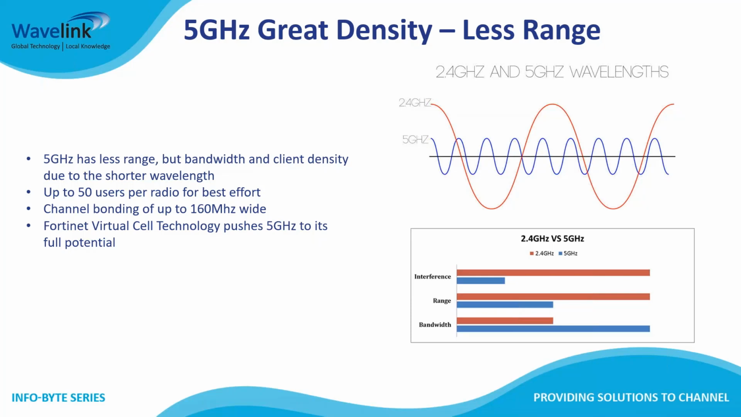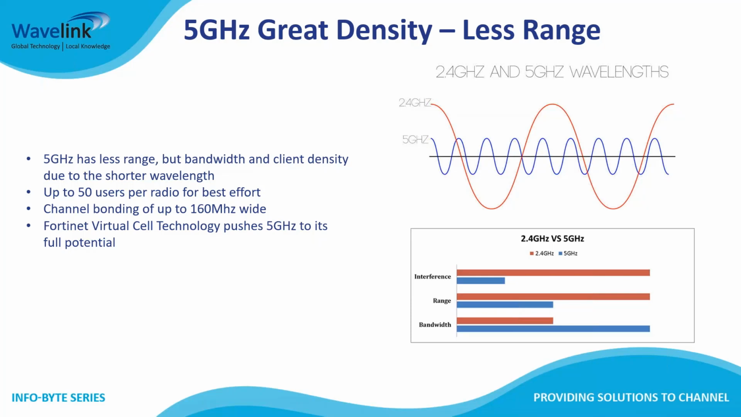Again, another quick snapshot of the slight differences, 2.4 gig to 5 gig. There's a simple example of the sine wave itself. Interference is obviously a lot higher on 2.4, with greater range though, but bandwidth on 5 gigahertz itself is far, far greater. My general rule, which I've stuck to over many, many years and which has served me well, is 50 users per radio on an AP.